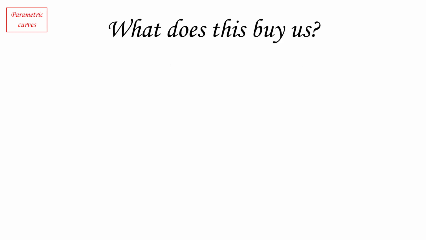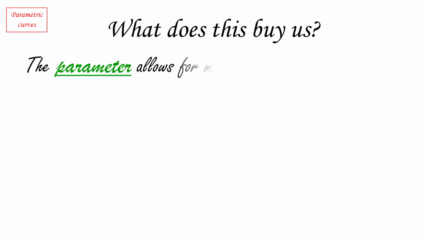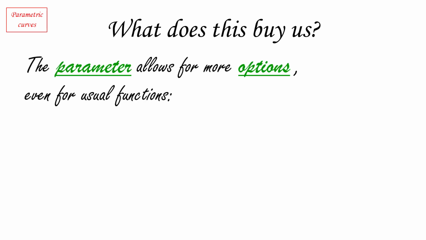So what does this do for us? I've already said that it allows us to describe curves which are not functions, that do not pass the vertical line test, but they actually do quite a bit more. It allows for more options, even when we're dealing with usual functions. As I've just said, the usual function can be represented as a parametric curve, and this gives us some advantages.